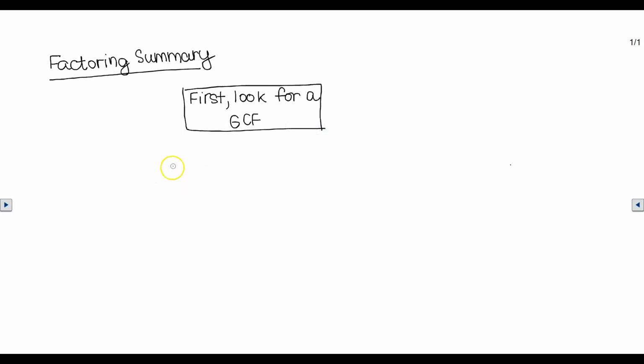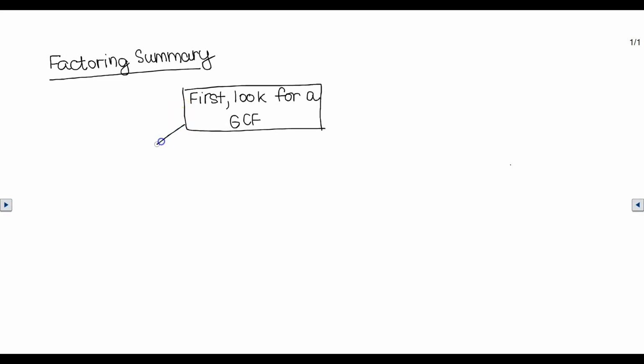Now, as we do this summary, in some problems you may have to use more than one of our factoring methods. So here's the way this is going to go. When you get a problem to factor today, first you are going to look for the greatest common factor. The problem may not have one, but we are at least going to consider that possibility. And if there is a greatest common factor, then we are going to remove it.